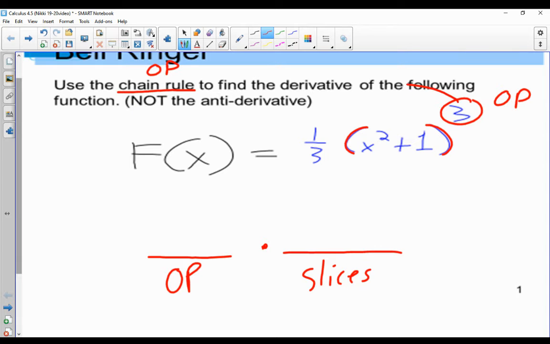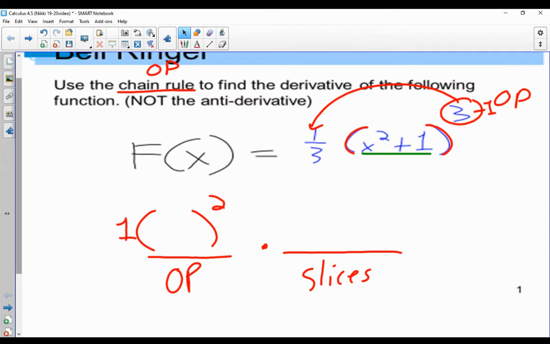Like any derivative, you'll multiply the power to the front, 3 times a third. That will give you 1. And then, of course, you'll subtract 1 from the power to give you 2. Now, remember this part. The x squared plus 1 does not change yet. It stays as x squared plus 1 in this step.